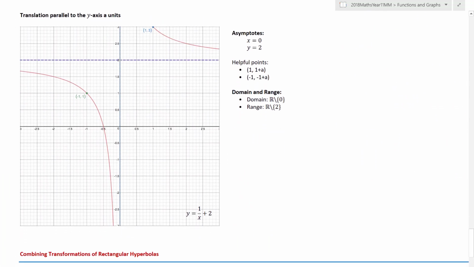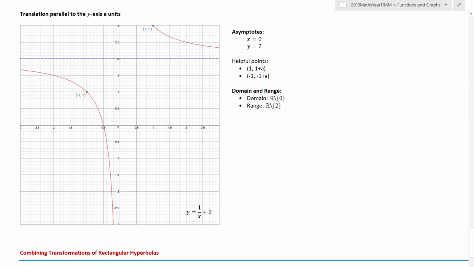Translations parallel to the y-axis, same as we've done before. This time we are now moving my whole function up. That would suggest that because I'm not moving it horizontally, my vertical asymptote stays at x equals 0. My horizontal asymptote now becomes y equals 2. Yep, and that is x equals 0.